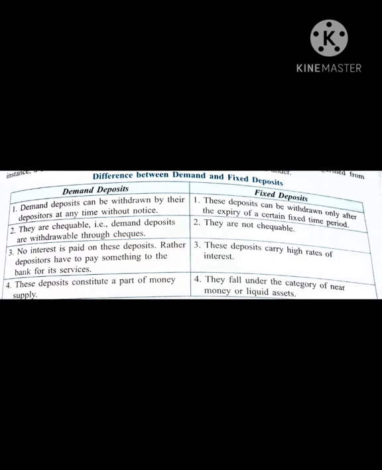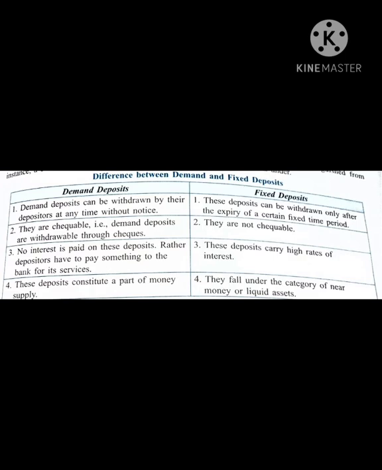Now what is fixed deposit? This is the amount which has been fixed by the customer, or you can say by the people. You can withdraw this only after the expiry of a certain fixed period of time. Demand deposits are checkable, or you can say you can withdraw through check. This fixed deposit you cannot withdraw through check, because you can withdraw after the completion of the term. In case of demand deposit, or current account, no interest is paid on the deposit. Rather, sometimes depositors have to pay the bank for their services. Whereas fixed deposits carry a high rate of interest.